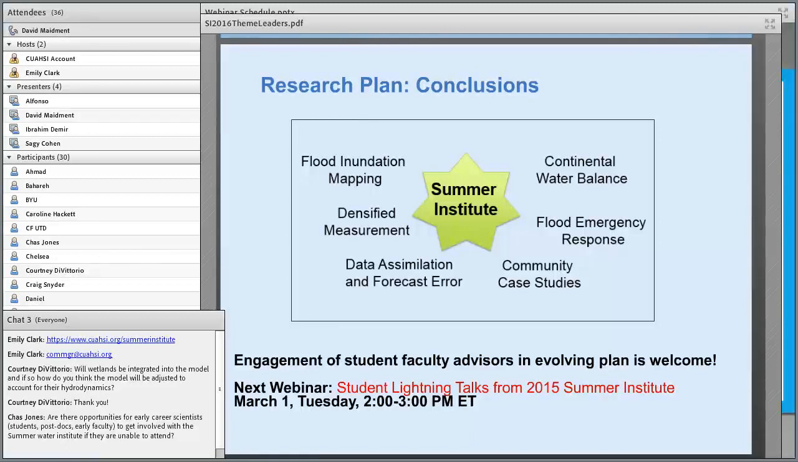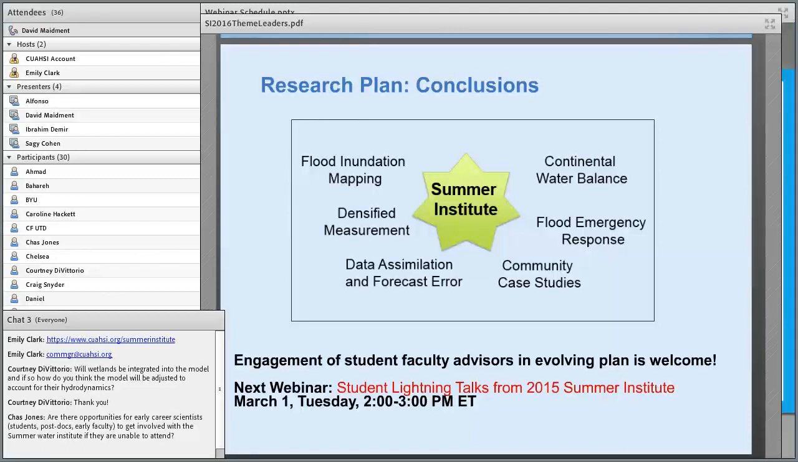Thanks. So this is Fernando Salas. He now works at the National Water Center, and he was a PhD student in our program here in Austin and one of the student coordinators for last year's Summer Institute. So thank you for all the work that you put into that, Fernando. We really appreciate it.